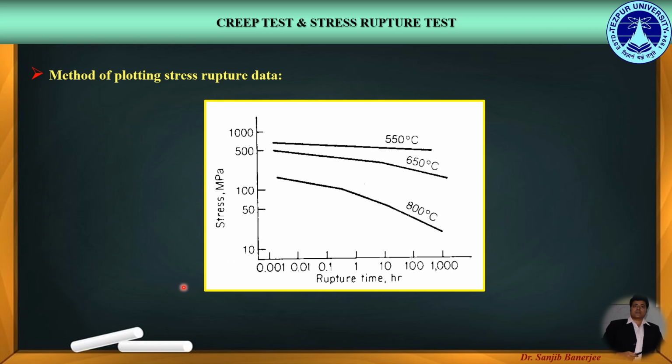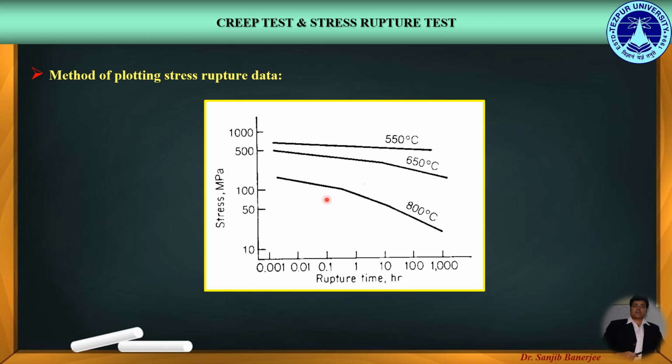The elongation and reduction of area at fracture are also determined. If the test is of suitable duration, it is customary to make elongation measurements as a function of time, and from this to determine the minimum creep rate. A straight line will usually be obtained for each test temperature as shown in this figure. Now, for each straight line, we can observe a change in slope.